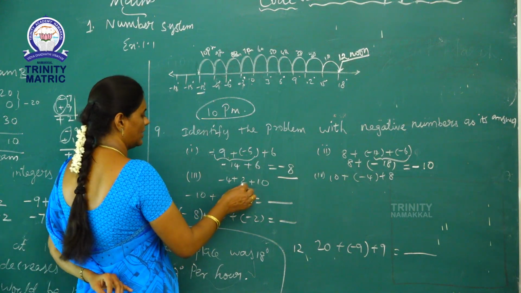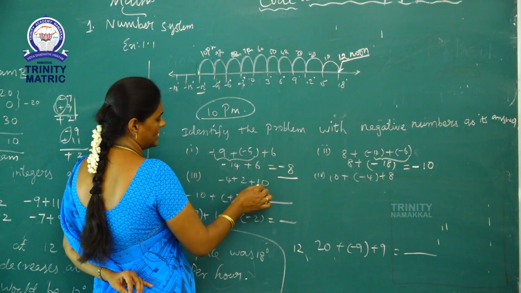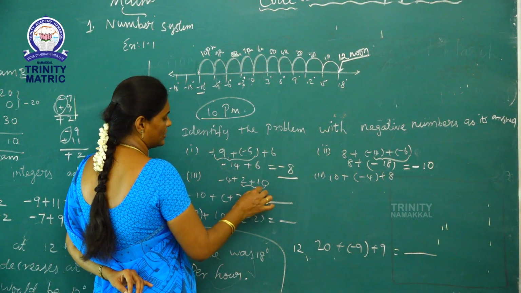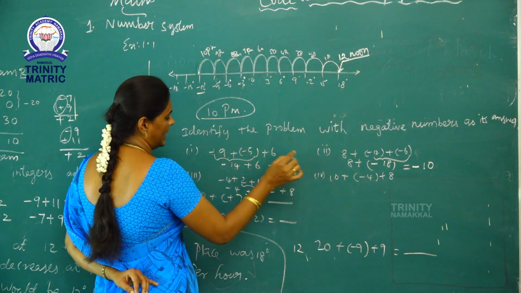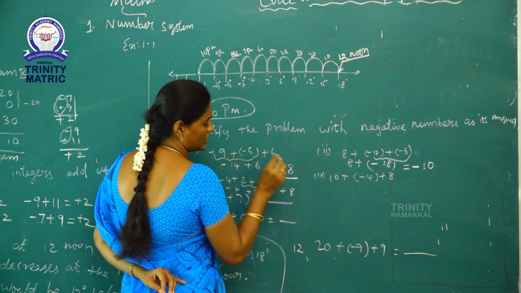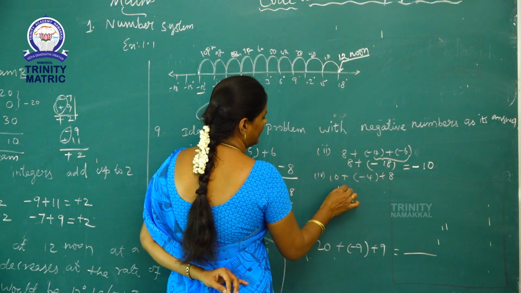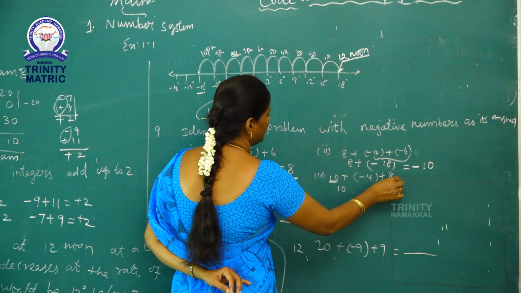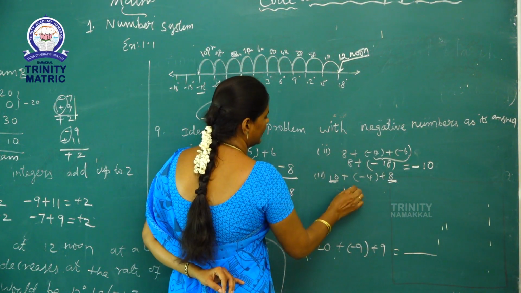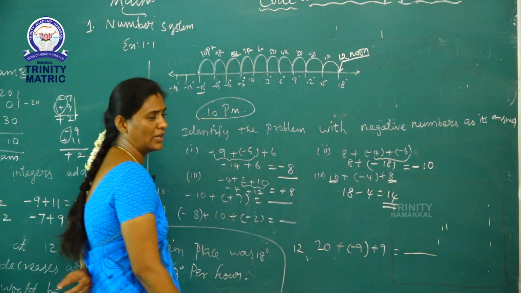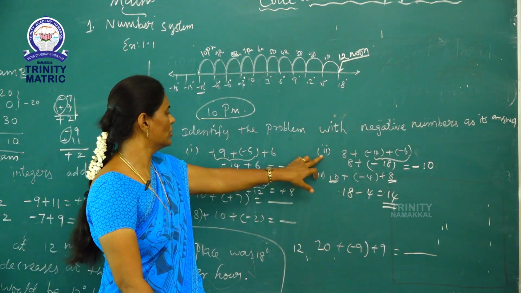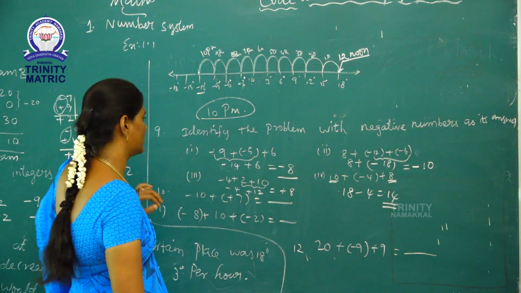Now here, minus 4 plus 2 plus 10. Plus 2 plus 10 is plus 12. Plus 12 minus 4 is plus 8. Here we have positive. Then 10 positive and 8 positive, so 10 plus 8, 18. 18 minus 4, 14. Here also we have positive. So in option 1 and 2 we have the negative numbers.